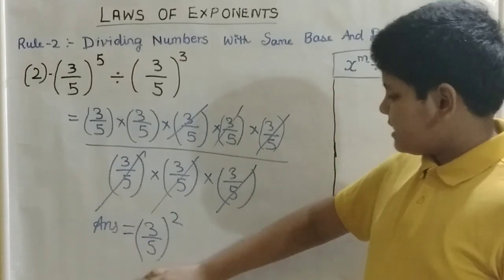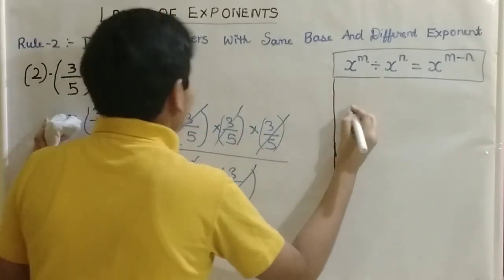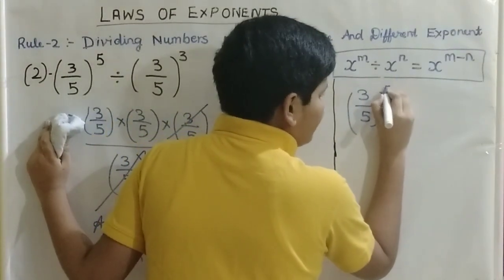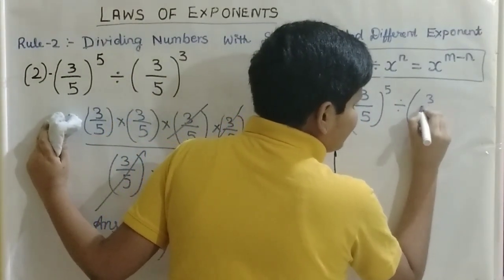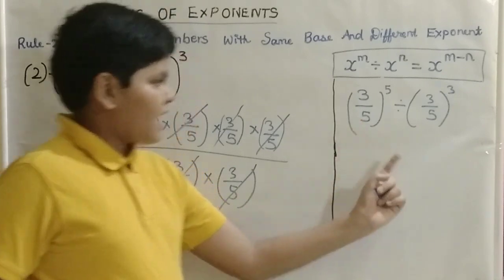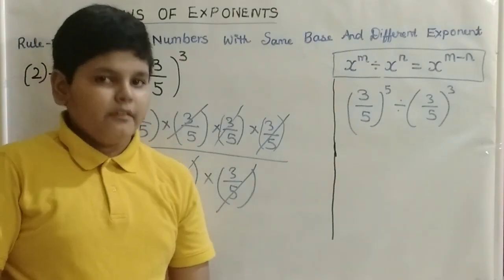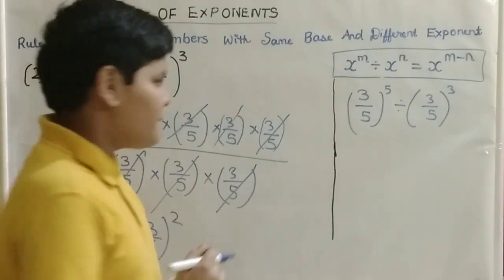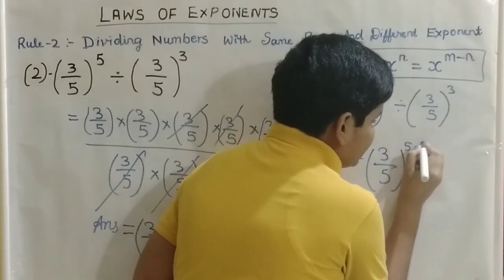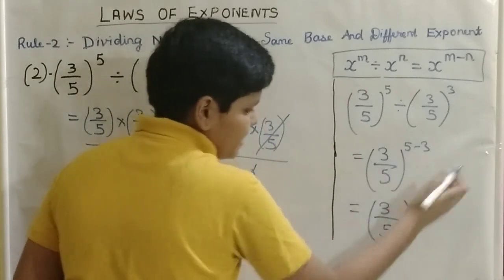Let us check whether this is correct with our law way. So our question is 3 by 5 to the power of 5 divided by 3 by 5 to the power of 3. So here we have x to the power of m divided by x to the power of n. Our law says that we will get x to the power of m minus n. We get 3 by 5 to the power of 5 minus 3. So our final answer is 3 by 5 to the power of 2.